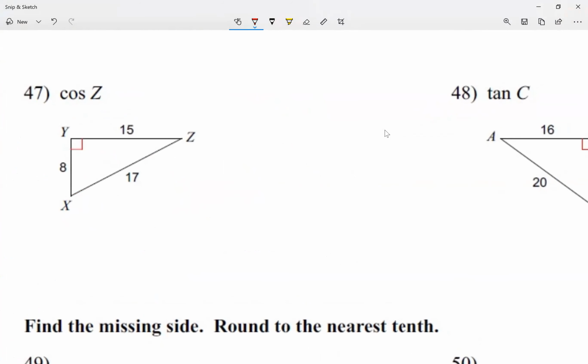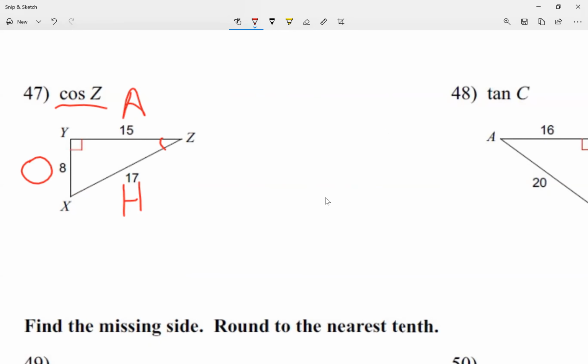First, let me label the sides. The biggest side is always the hypotenuse. So in this case, 17 is the hypotenuse. Because I have to identify my sides. The other two sides, one of them is opposite, the other one is adjacent. Opposite means far away, adjacent means close to. So then I look at the title. It says cosine of angle Z. So that means that I'm marking my angle Z. So 8 will be the opposite because it's far away from Z. And 15 will be the adjacent because it's close to.